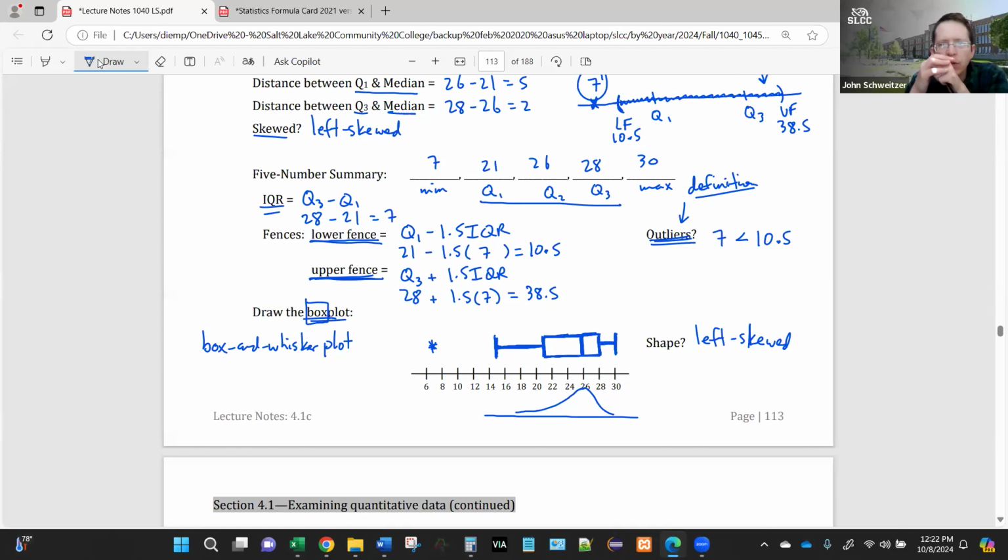Let me show you how to do this on GeoGebra. Any questions there about that? So again, a couple things I want to point out. Make sure the whisker never goes down to the outlier. That's impossible. Okay, so if you're on the exam and you see that, then you've made a mistake.